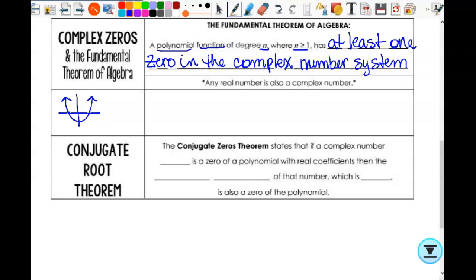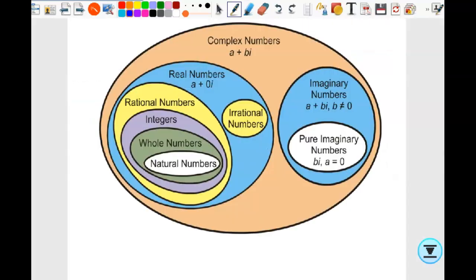But I want to show you this little Venn diagram here, or this big Venn diagram. So here's the complex number system. This is the big one, all right? Inside the complex number system live the real numbers and imaginary numbers. So both are complex numbers, all right?